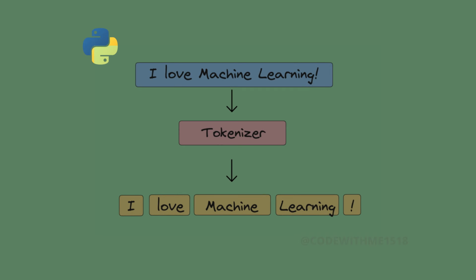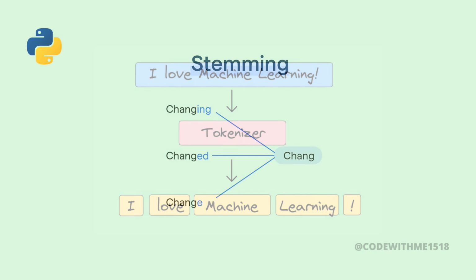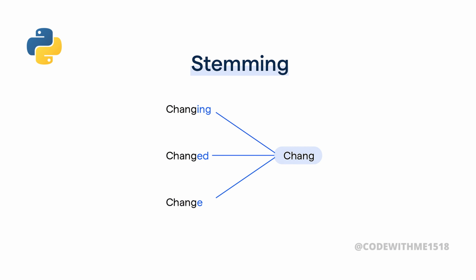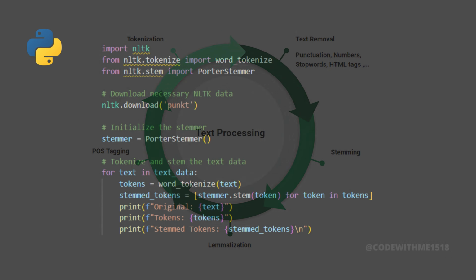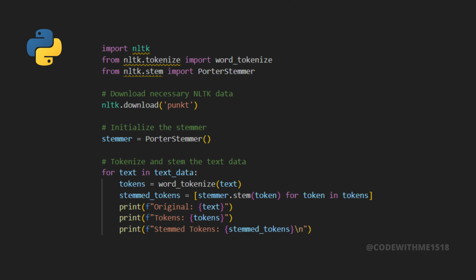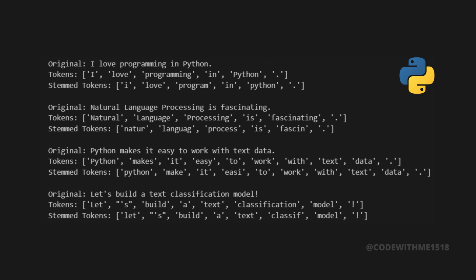Tokenization is the process of breaking down text into individual words or tokens. Stemming reduces words to their base or root form. These steps are crucial in preparing text data for analysis. Let's implement tokenization and stemming using the Natural Language Toolkit (NLTK). Tokenization and stemming are done.